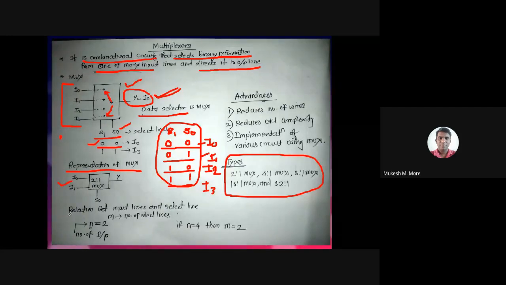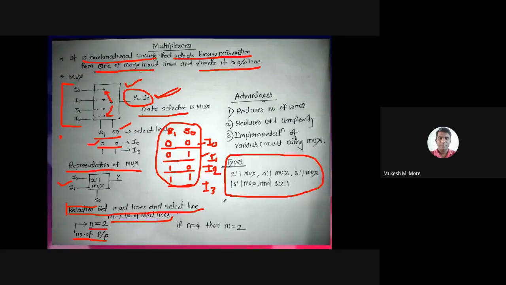Now, how to calculate the number of select lines? The relation between input lines and select lines: we have a formula. The formula is n = 2^m. So what is n? n is the number of input lines and m is the number of select lines.